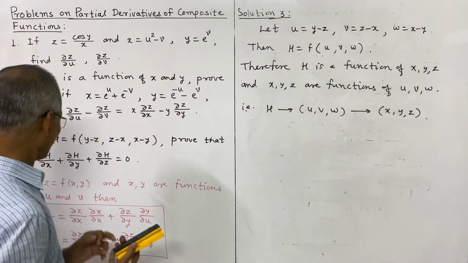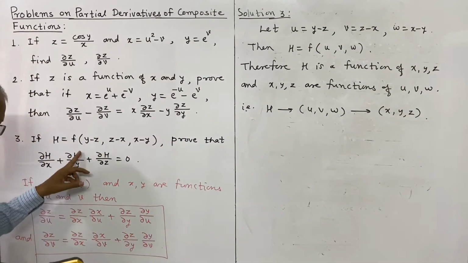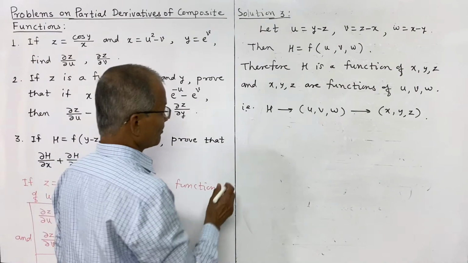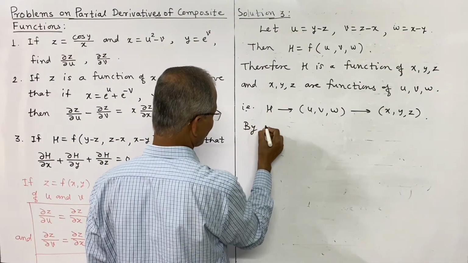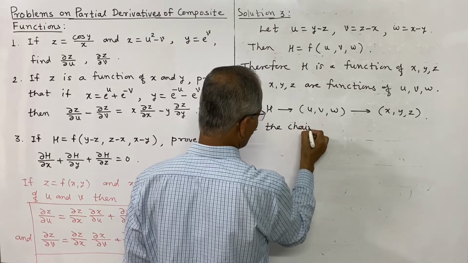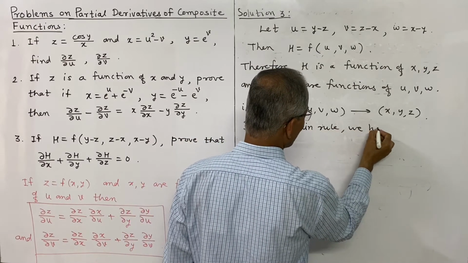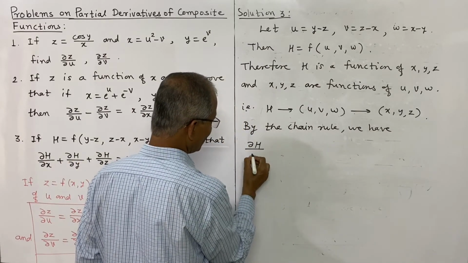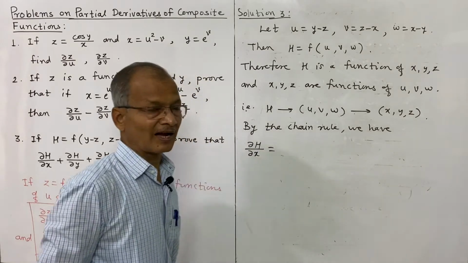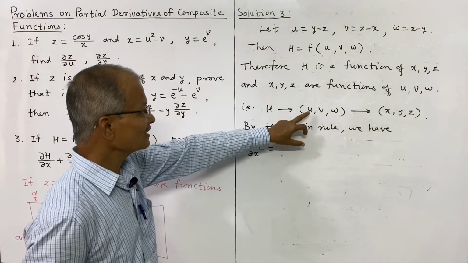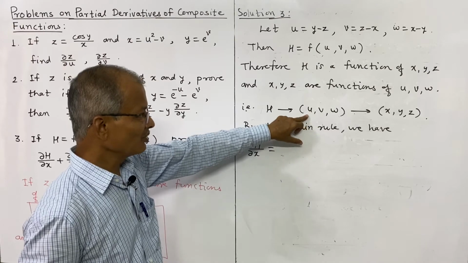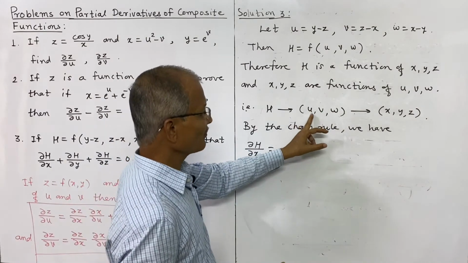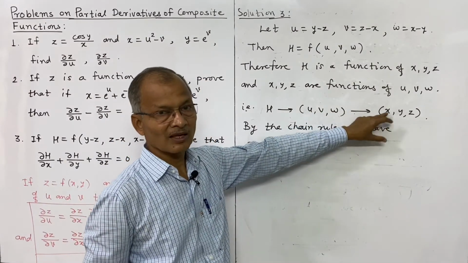But to get the partial derivative of h with respect to x, with respect to y and with respect to z, we should use the chain rule. So therefore by the chain rule we have, first we differentiate h partially with respect to x. We have partial derivative of h with respect to x, and to differentiate this you may observe this. First we have to differentiate h with respect to u, then with respect to v, then with respect to w, and then the derivatives of u, v, w partially with respect to x. So that is to be noted.